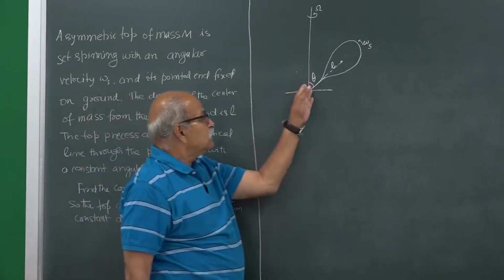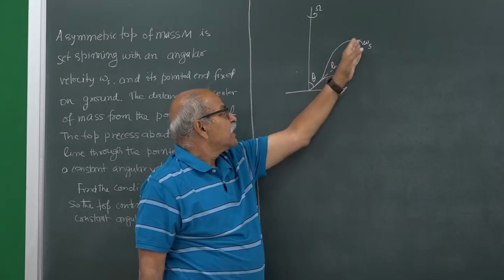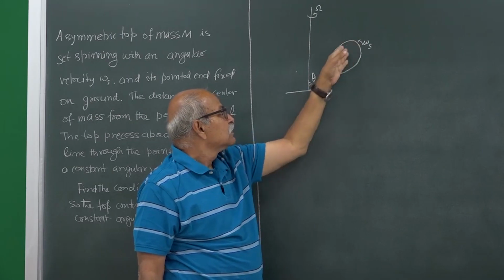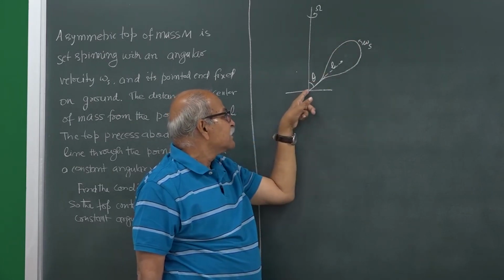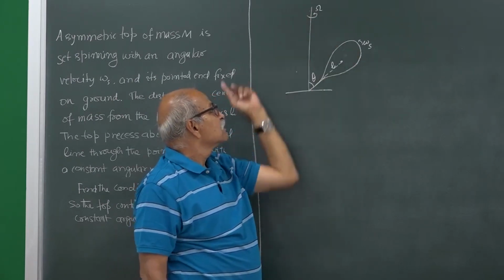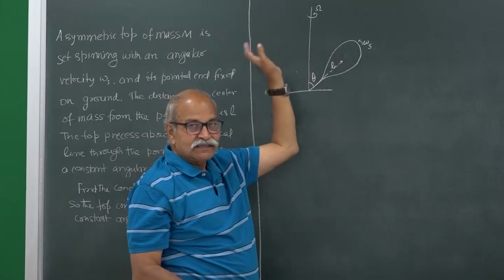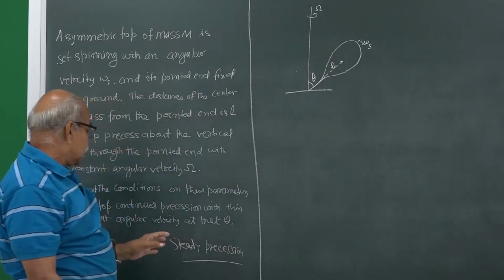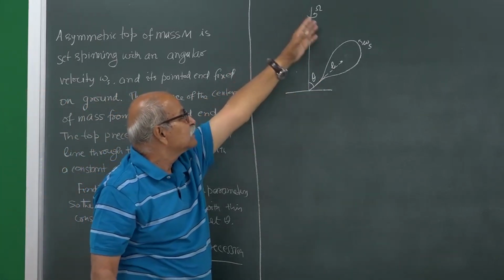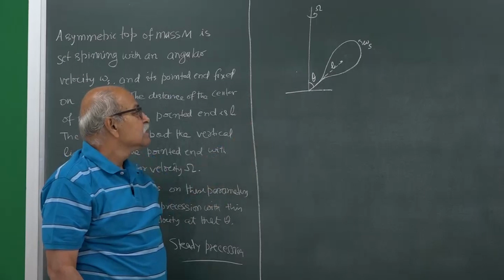So, here is the situation, this is that symmetric top. Symmetric means you have this axis, and all directions perpendicular to the axis have the same mass distribution. So, that is the symmetric top, and then this is that pointed end on the ground. It is spinning fast, and then it is precessing about this vertical line. This whole top is going in a circular path, like this. So, that is the situation. You have to find the conditions on this mass, and theta, this capital omega, small omega, and other things, so that it continues precession with a constant angular velocity.